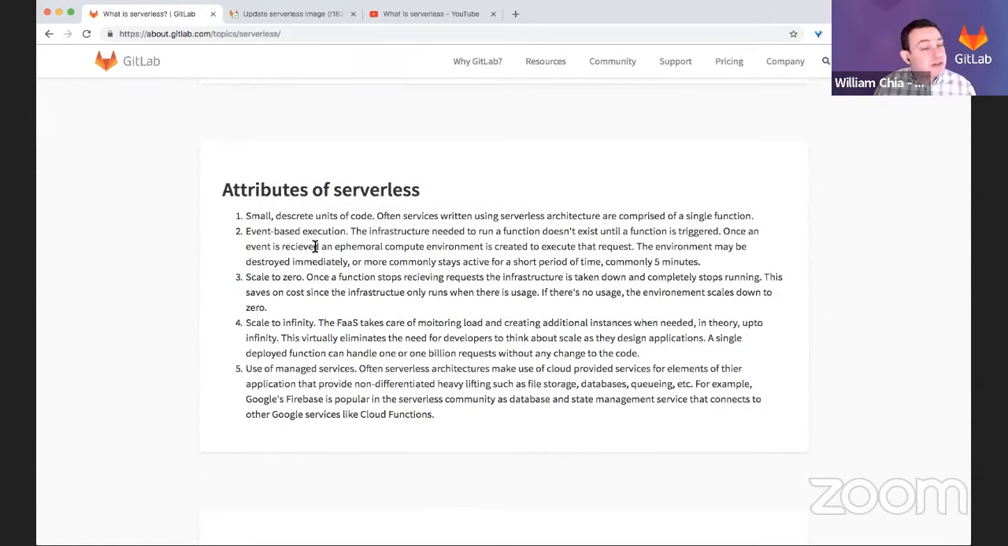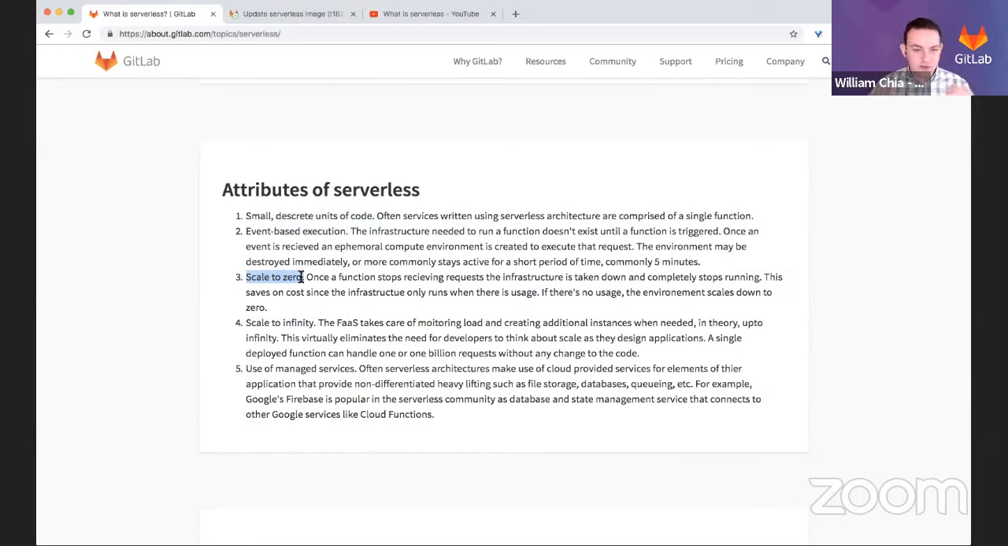So that's serverless, FaaS, and managed services. These are the attributes: as I mentioned, small discrete units of code and event-based execution. I've talked a little bit about scale to infinity. Since you as a developer aren't managing it, the cloud provider, or Knative and Kubernetes, are managing the scaling up of your application. As it gets more requests, it just scales up for you. But the really key important component is also this scale to zero.